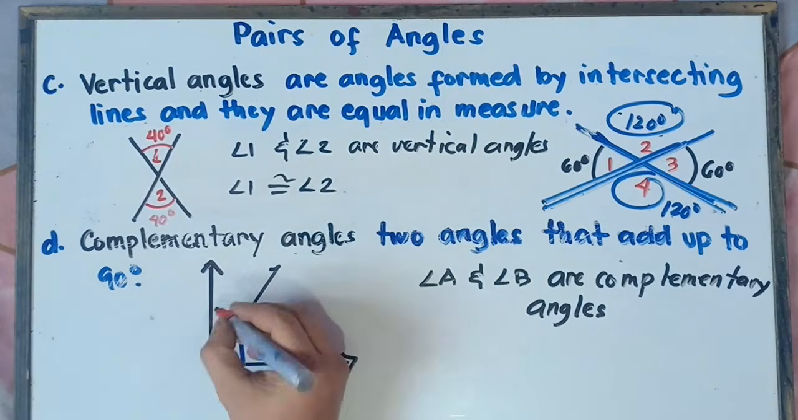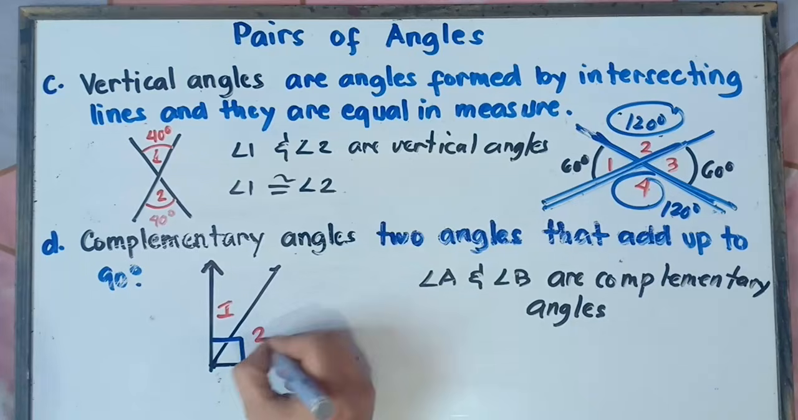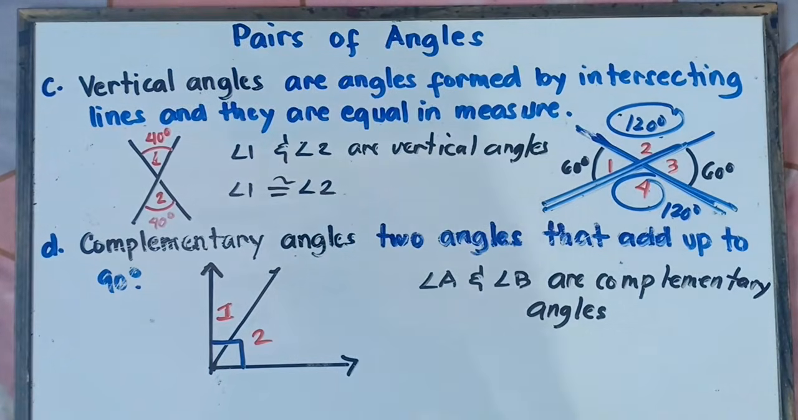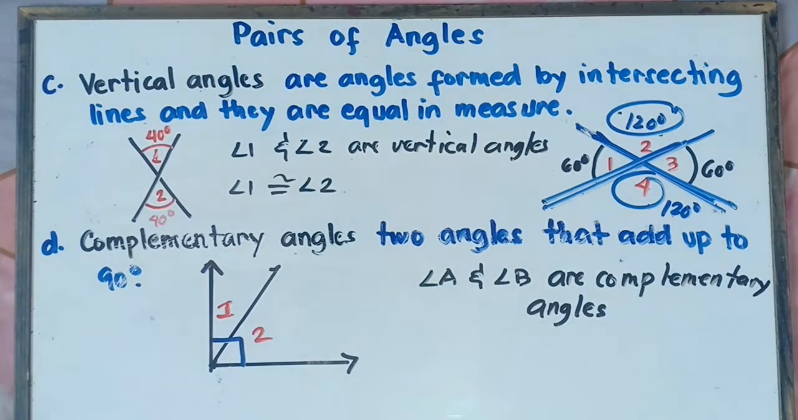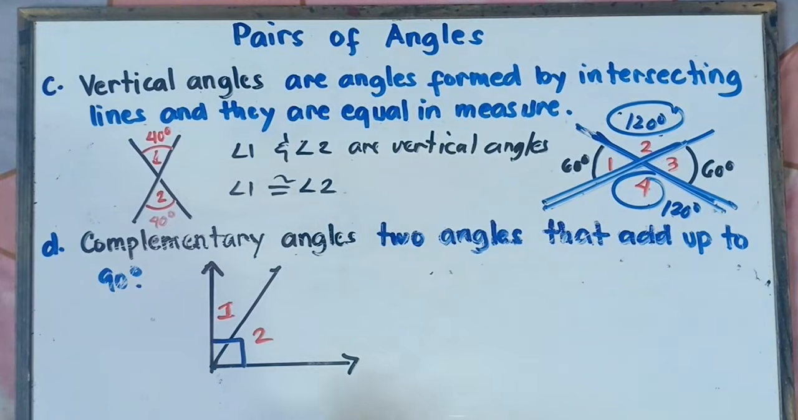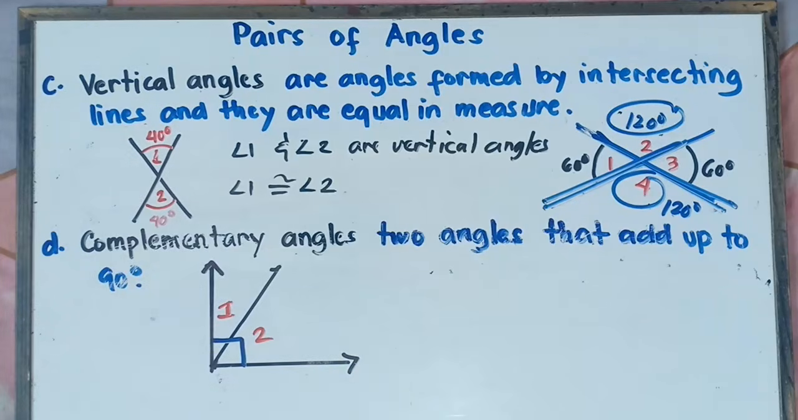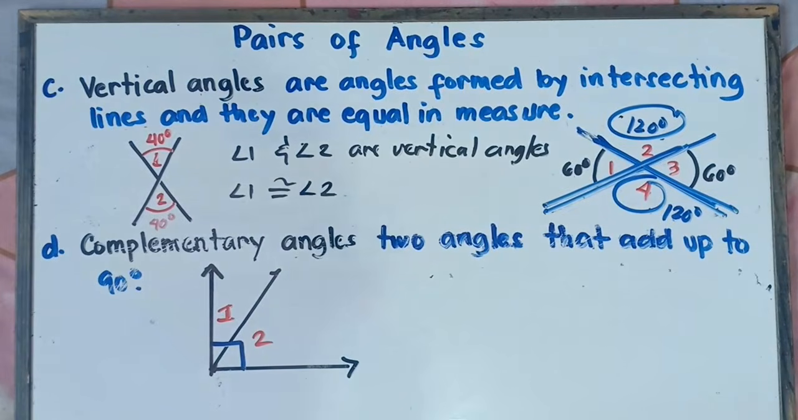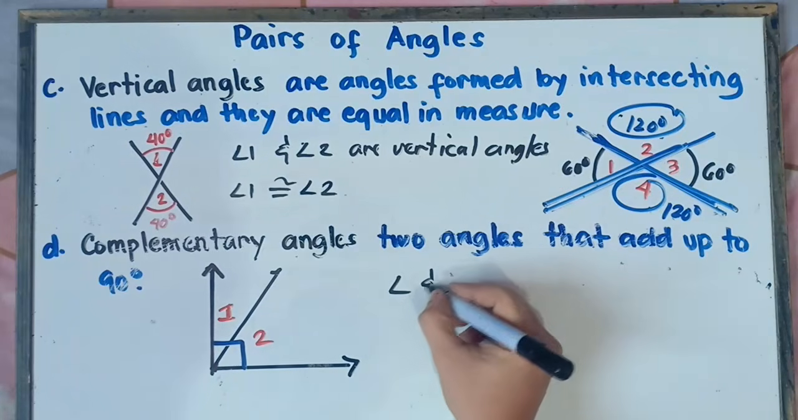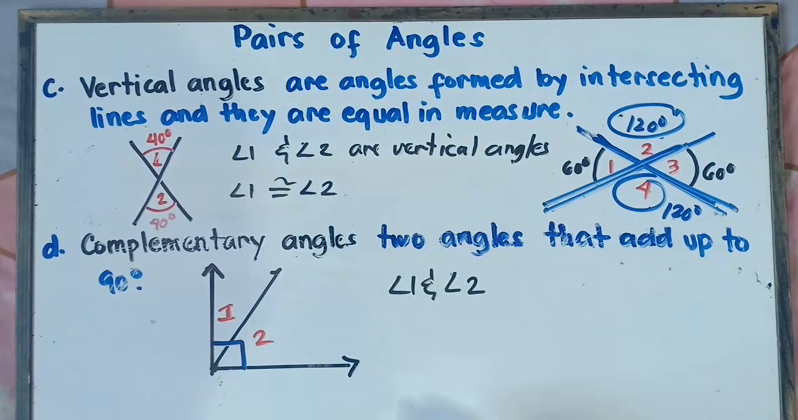Now, question, class. Angle 1 and angle 2, can we call the two angles complementary angles even if you don't have the value of the angle? Yes, that's automatic, class. Angle 1 and angle 2 are complementary angles.